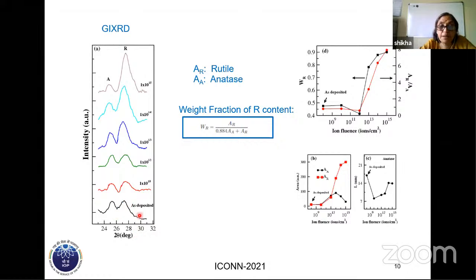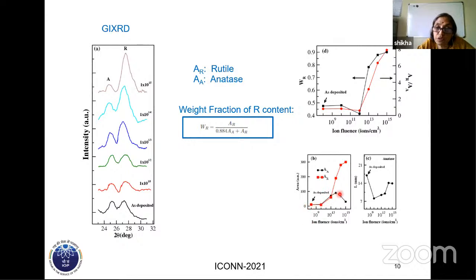This is for the clean sample, and this is as we increase the dose of titanium during implantation in the system. This is the anatase feature, and this is the rutile feature, which is coming from the XRD. As one notices, in the beginning A and R are roughly equidistributed, but at very high fluence, R is much higher than anatase. So at this stage, somewhere around 1 to 13, some kind of phase transition has started happening.